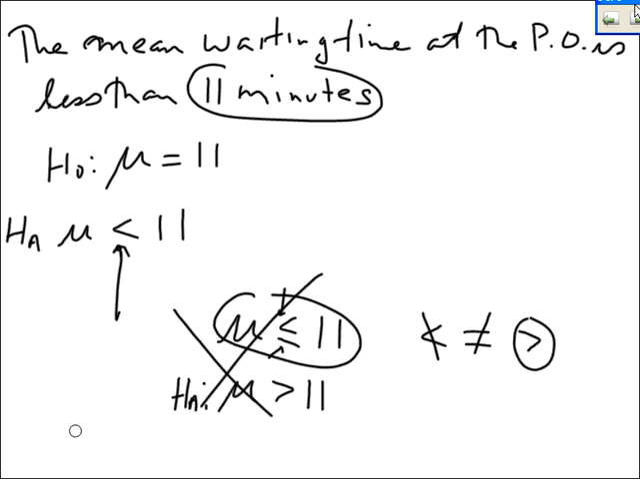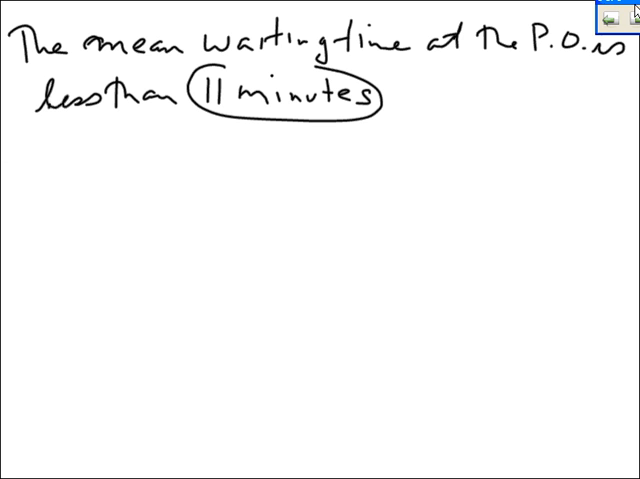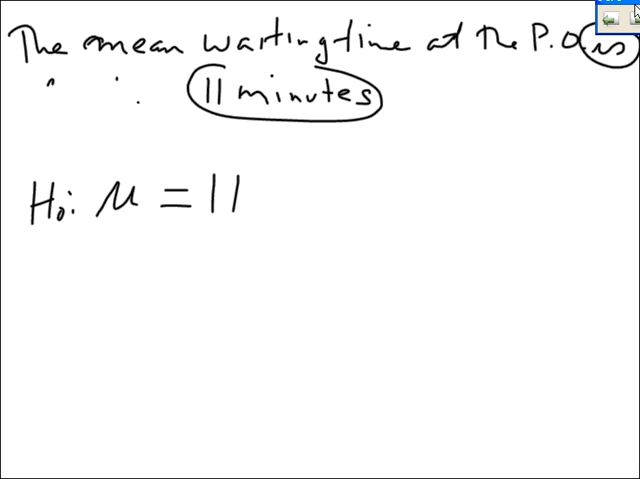Okay. To save a little time, let's use this problem with a couple of words taken out. Suppose the mean waiting time at the post office is 11 minutes. That means that you are told that the mean waiting time is 11 minutes. Is means equal. Is less than means less than. The mean waiting time is 11. Since that's equality, I jump on it. That's the null hypothesis.